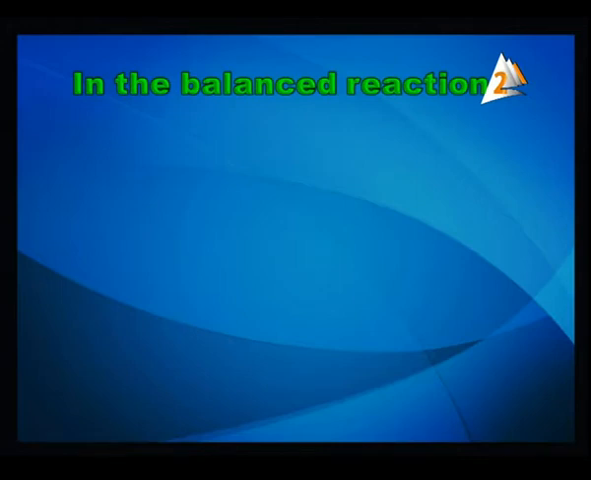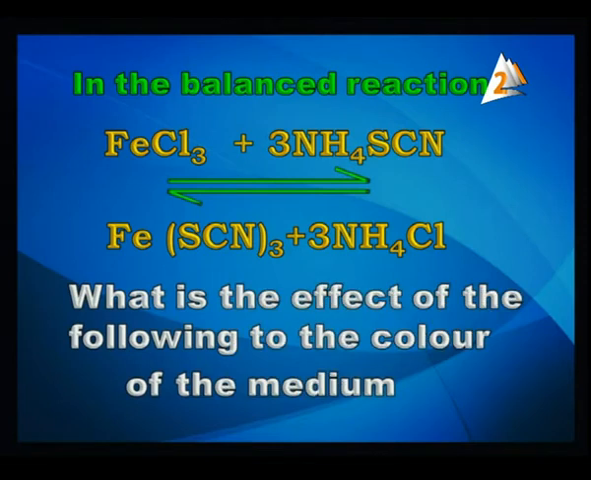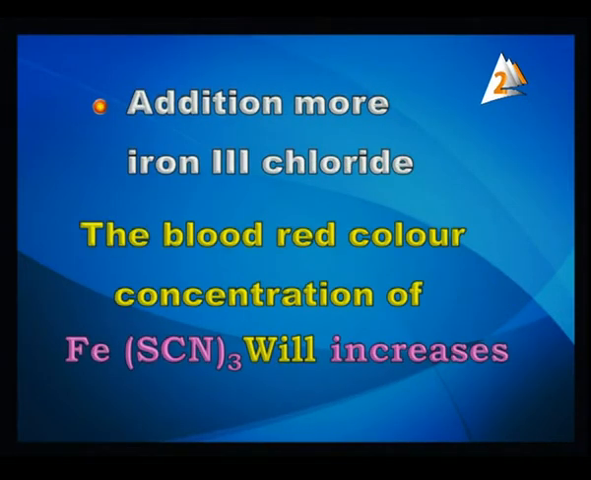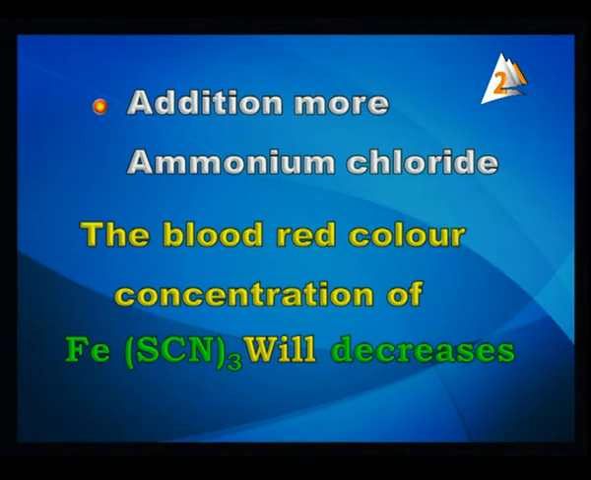Next type of question, my dear students. In the balanced reaction, FeCl3 plus 3NH4SCN gives Fe(SCN)3 plus 3NH4Cl. What is the effect of the following on the color of the medium? Addition of more iron 3 chloride. Yes, the answer, the blood color of the iron 3 thiocyanate will be increased. Addition of more ammonium chloride, the blood color of iron 3 thiocyanate will decrease.